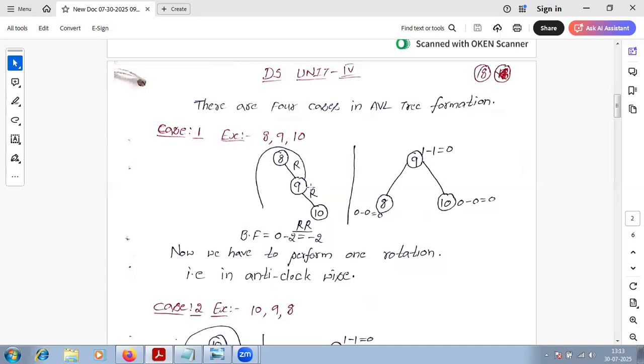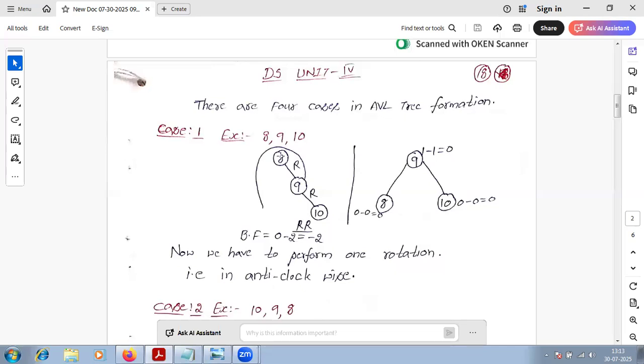That means right, right. We can call it an RR rotation, or we can call it an RR problem. Okay. Now, how to rectify this RR problem? We have to perform one rotation. What does that rotation mean? Rotate the elements in the anti-clockwise direction.